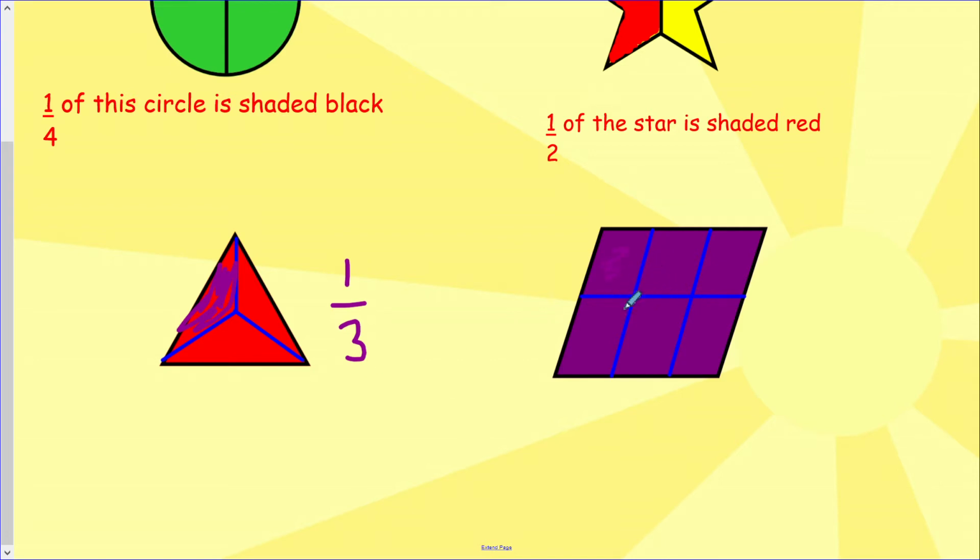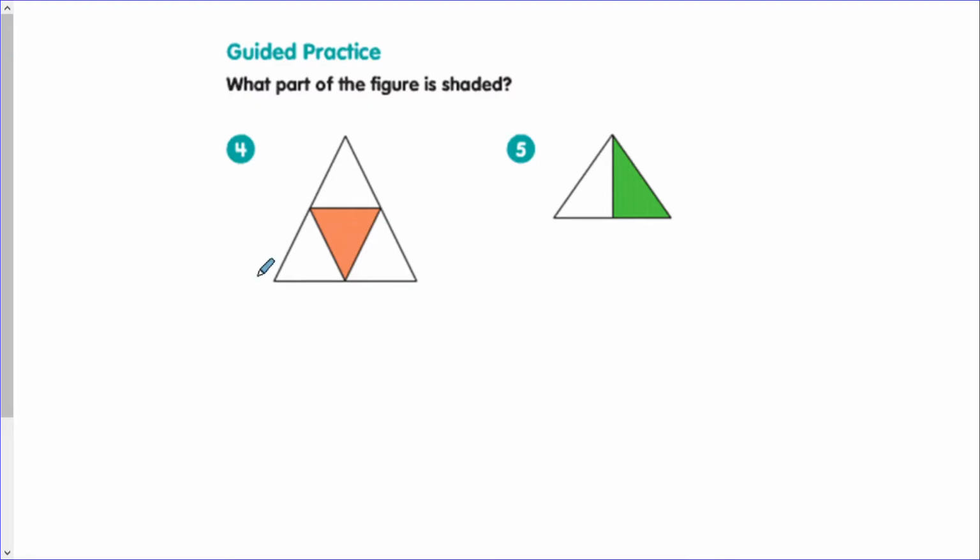We're going to shade in 2 of these, right? So if I said, what's the fraction of the shaded part? 2 parts are shaded. How many parts are there in all? 6. So how would you say this? 2/6 is shaded, right?